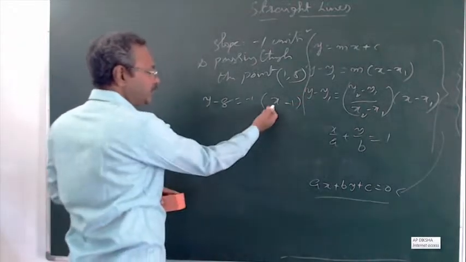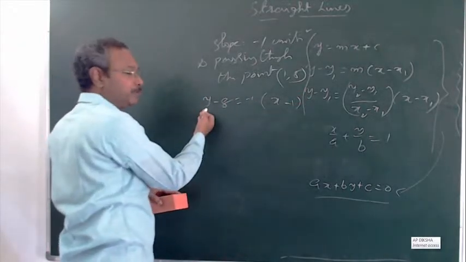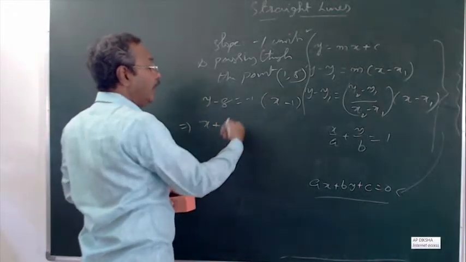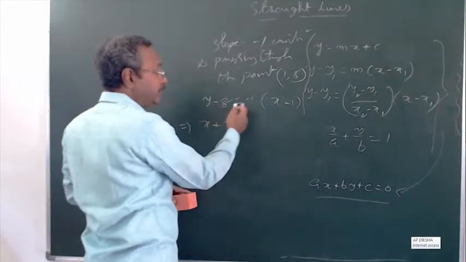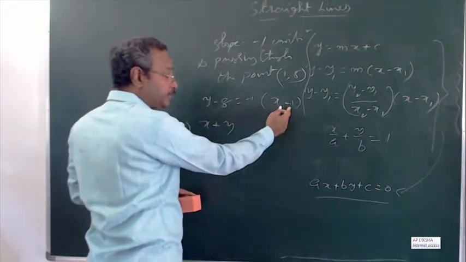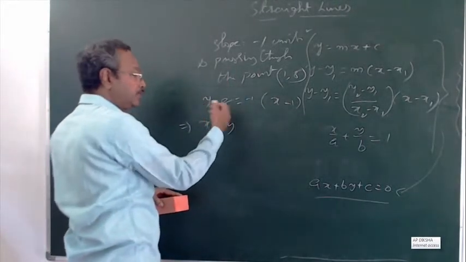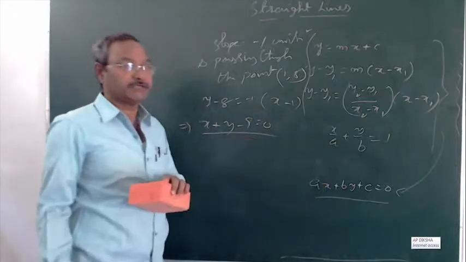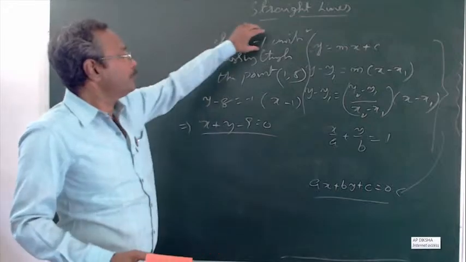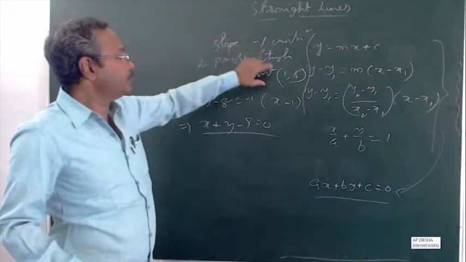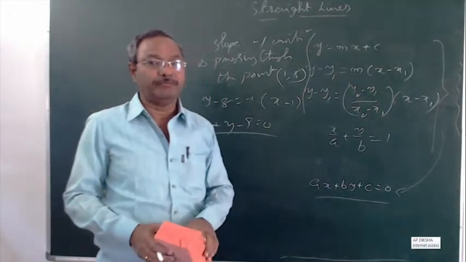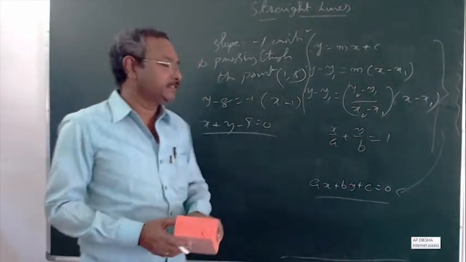So on simplification, minus x becomes plus x on the left side. So this is x plus y, and the constant of this is minus 8 here, and minus of minus 1, that is plus 1. That becomes minus 9 on the left side, equal to 0. So this should be the equation of this straight line whose slope is minus 1 units and passing through the point (1, 8). Ditto with the 2-point form and ditto with the intercept form.